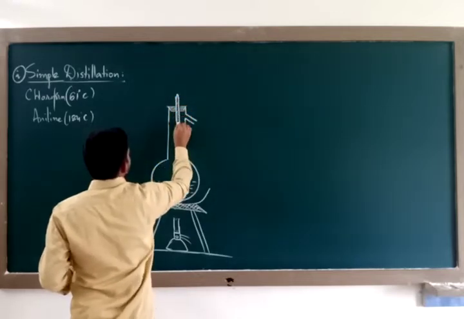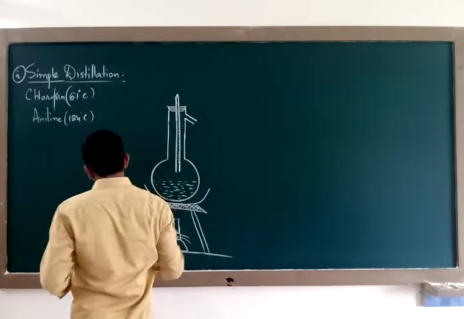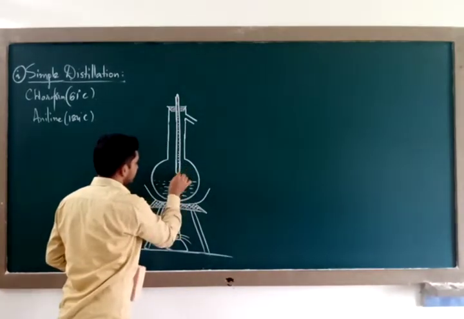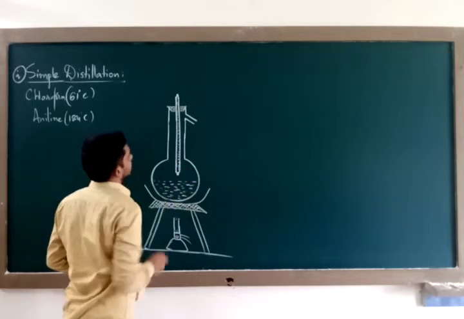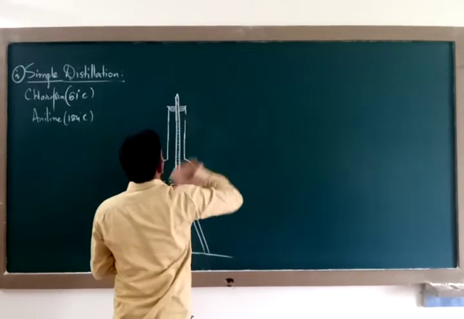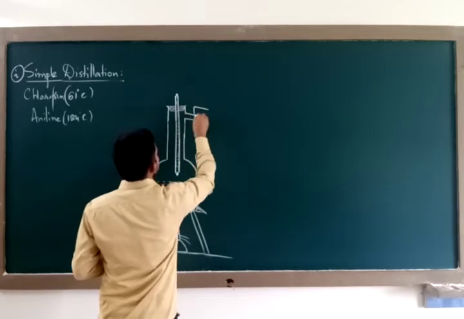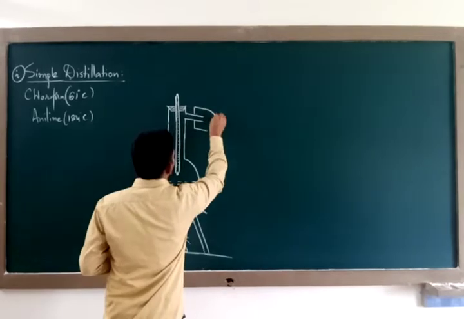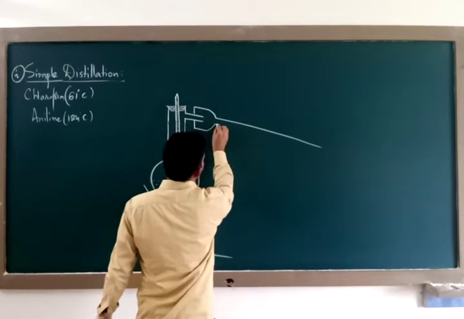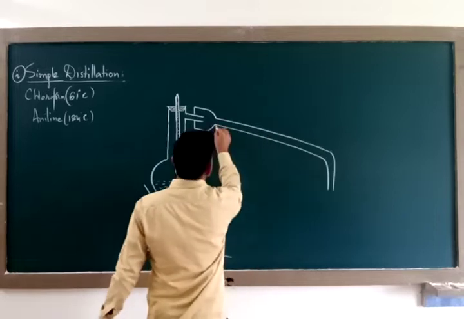Okay, this is your thermometer. Once this setup is done, you have a thermometer. This is the side tube. This side tube is connected to a water condenser. I'll tell you what a water condenser is. You simply go through the diagram. This is a water condenser.